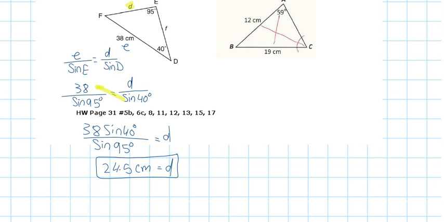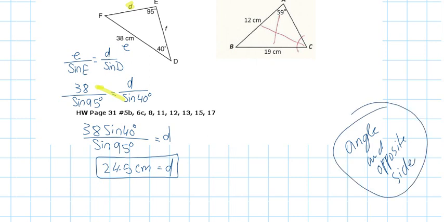Now, remember that you need to have an angle and its opposite side to use the sine law. Put that in your head somewhere. For sine law, you need an angle and an opposite side. It's a must. To use the sine law, you need an angle and its opposite side.